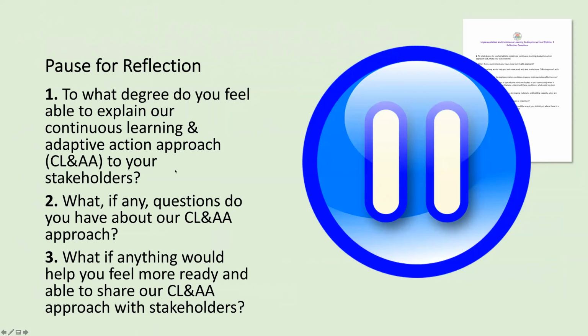The first question is, to what degree do you feel able to explain our continuous learning and adaptive action approach to your stakeholders? Question 2, what, if any, questions do you have about our continuous learning and adaptive action approach? 3, what, if anything, would help you feel more ready and able to share our continuous learning and adaptive action approach with stakeholders? So go ahead and hit the pause button now for a moment and take time to reflect on those questions and jot down your responses.